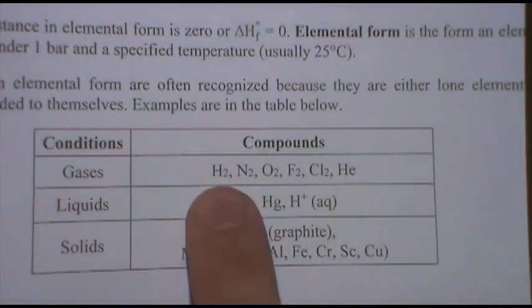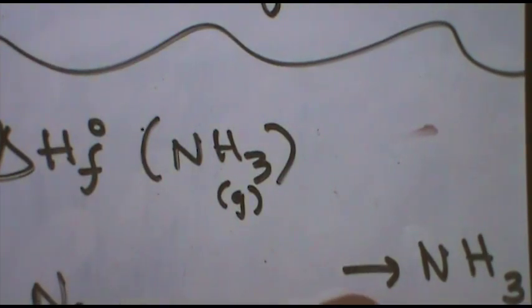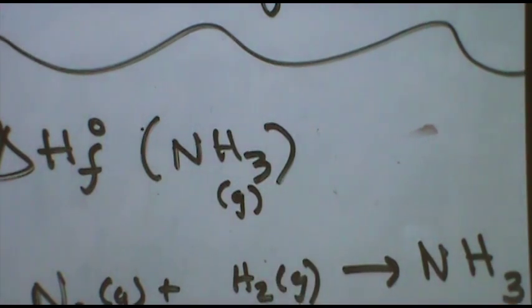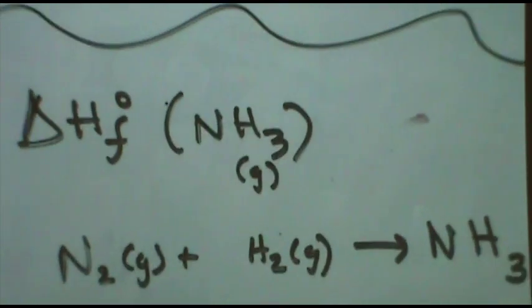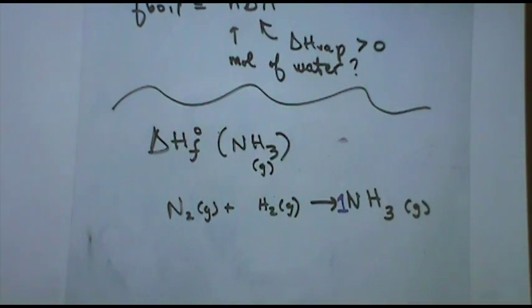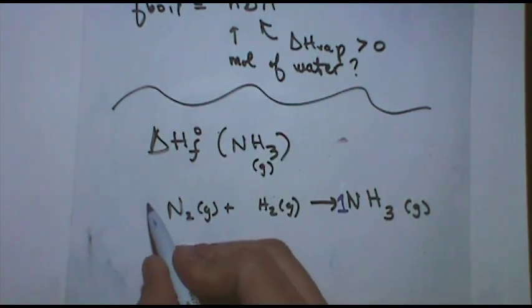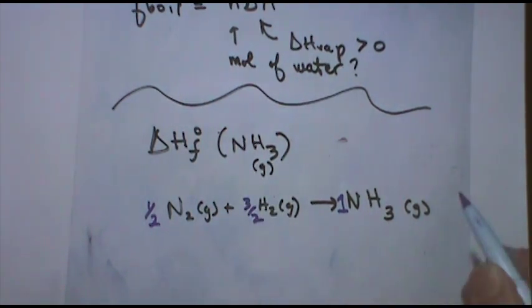So I'm going to use N2 and H2 gas. N2 gas plus H2 gas will form this. This has to be, oh wow, that's really zoomed in. Okay, this has to be a 1 here. So then you need to balance accordingly. If this is a 1, this would be a half. That's a 1, this would be 3 halves. So this is the delta H of formation reaction for ammonia. So that should be writable for you.